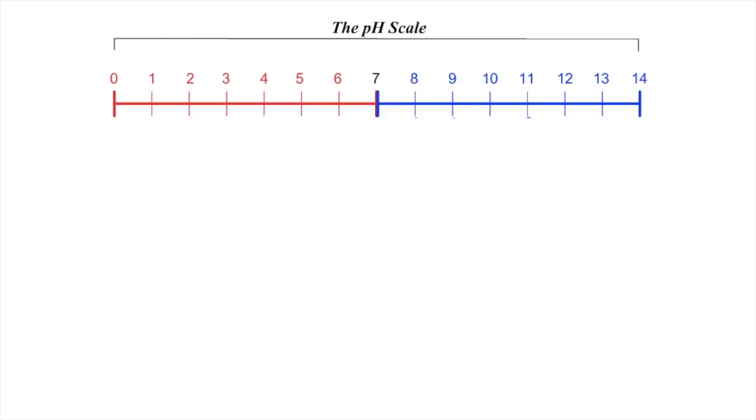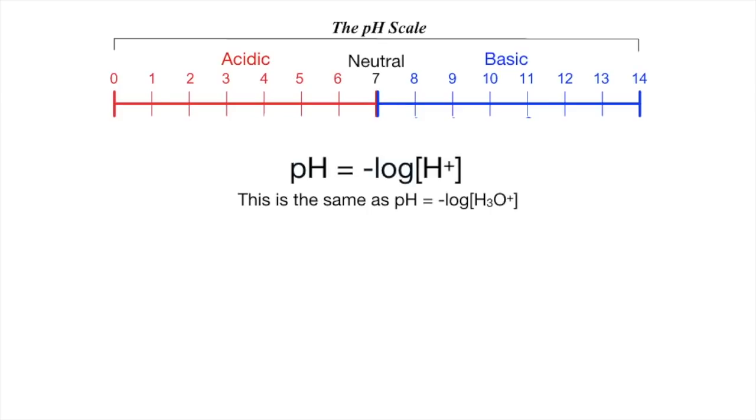I'm sure you're all familiar with the pH scale, where low pH values are considered acidic, high pH values are basic, and a pH of 7 is neutral. What pH really refers to is the concentration of H+. It's actually in the name. The P simply means negative log, and H means the concentration of H+. So high concentrations of H+ result in acidic solutions, and low concentrations of H+ result in basic solutions.